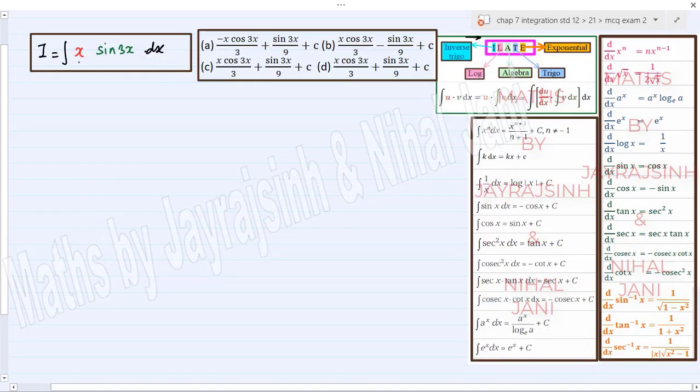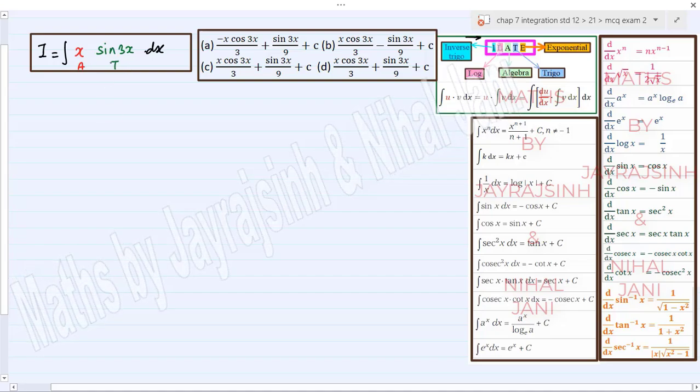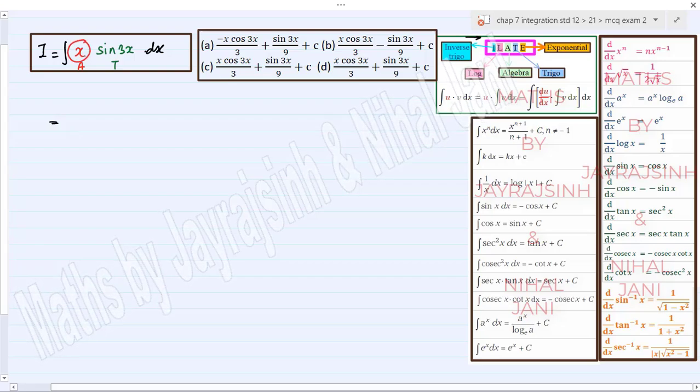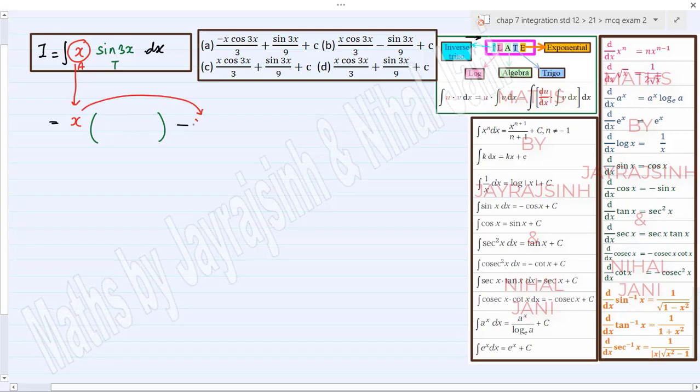In this question, you have to integrate x into sine 3x, where x is your algebraic term and sine 3x is your trigonometric term. So in this MCQ, we can apply our shortcut. Let's say our first term will be as it is, and then space for the integration. Then we have to change the sign, so it will be negative. Differentiation of x will be 1. Then if we go further, the differentiation of 1 will be 0, so we don't have to worry about this term.